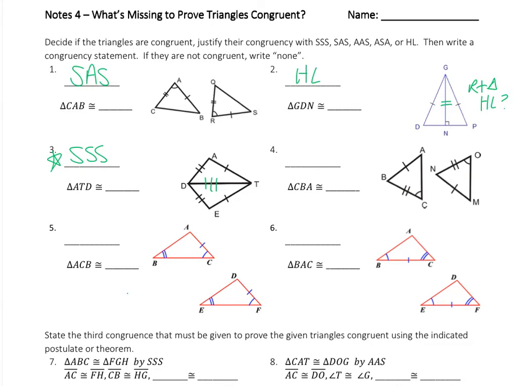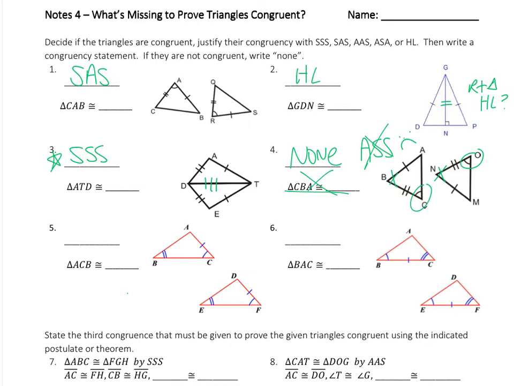On number 4, we have 2 sides and 1 angle, but the angle is not between the 2 sides like it needs to be. So this is none, because otherwise we'd have to write ASS, and that is a naughty word, and we are never going to write that on our paper, so this would be none, that these are not going to be congruent. And because we're writing none, we're not writing a congruent statement either.